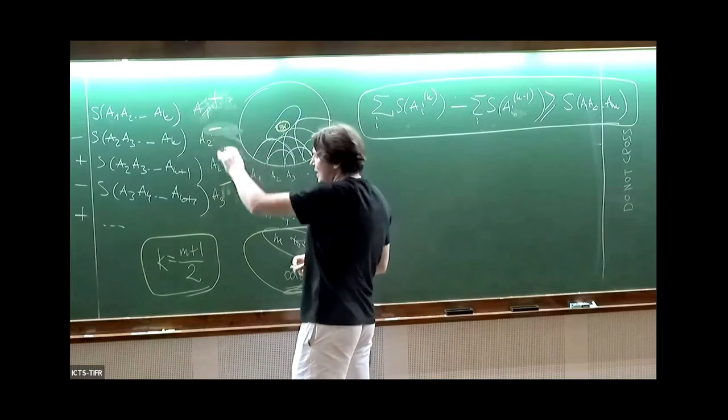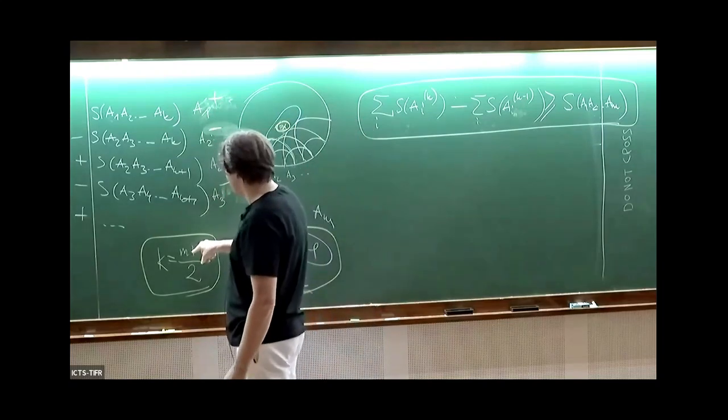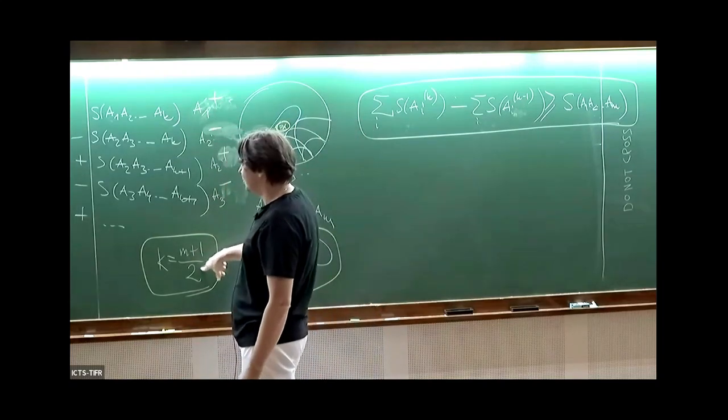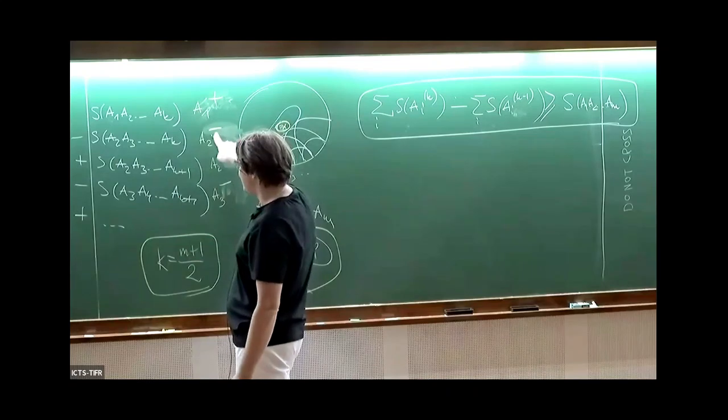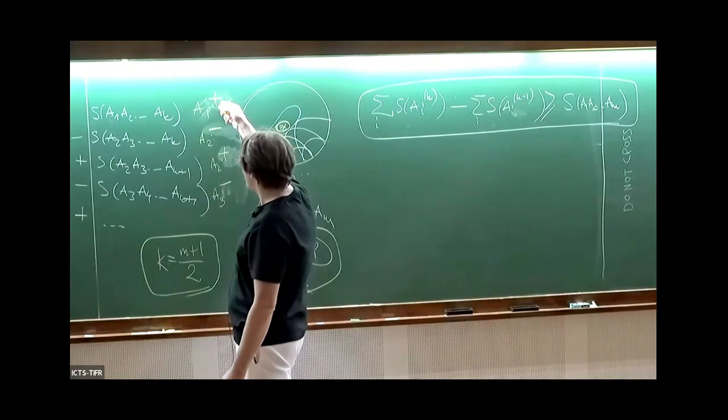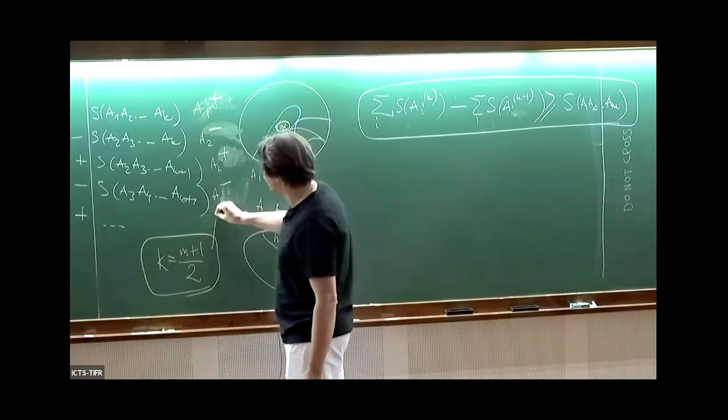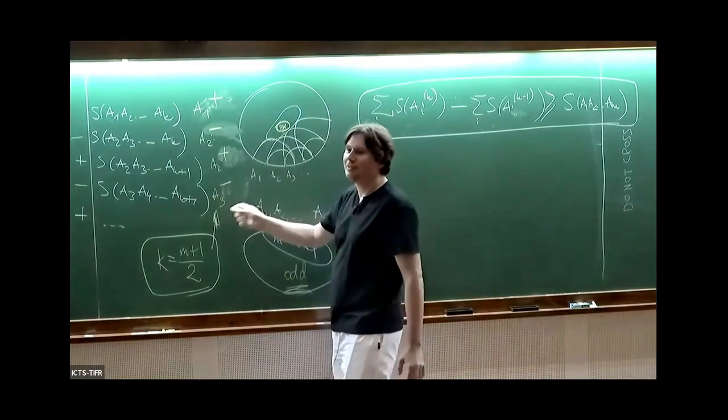So plus and minus just means taking (M+1)/2 for K, and then here I had K minus 1, that's (M-1)/2. I'm using the simplified notation just for that case. Is that okay with everybody?